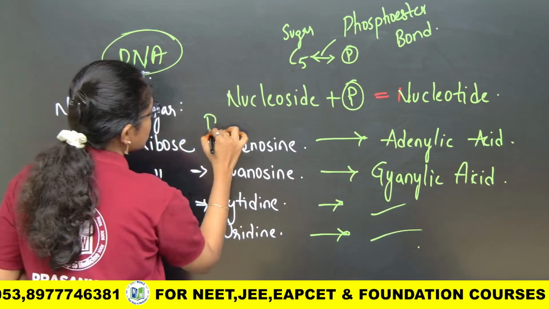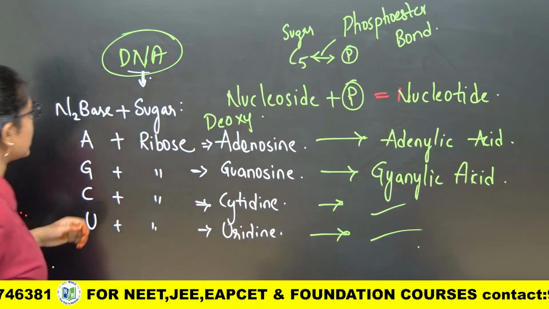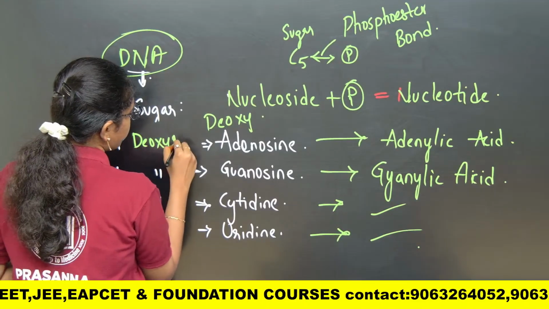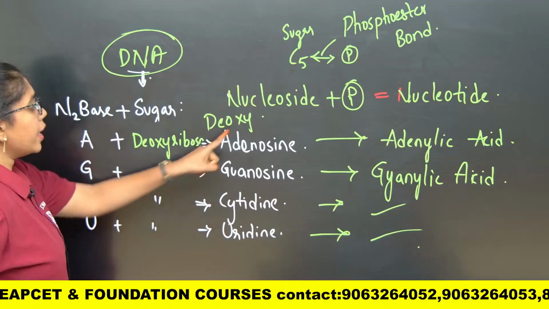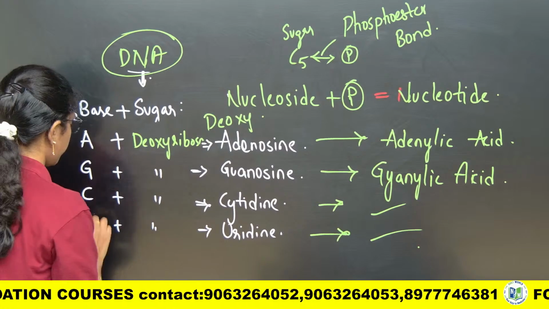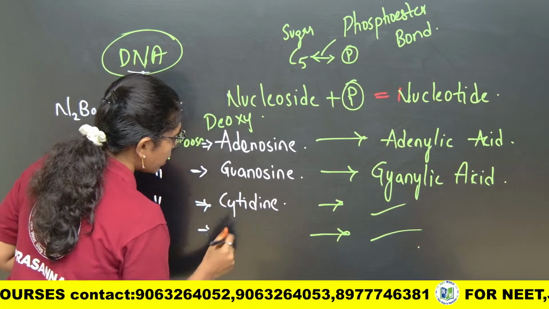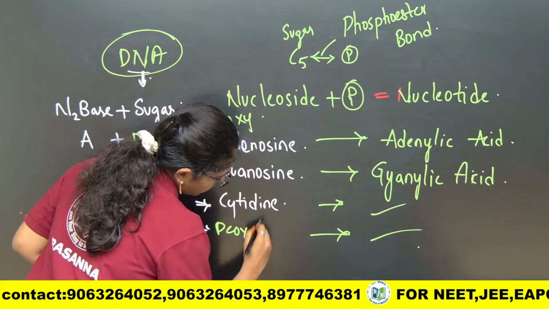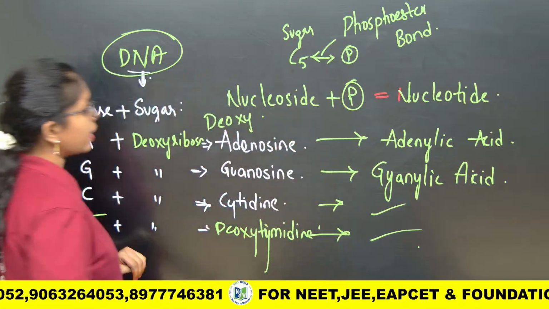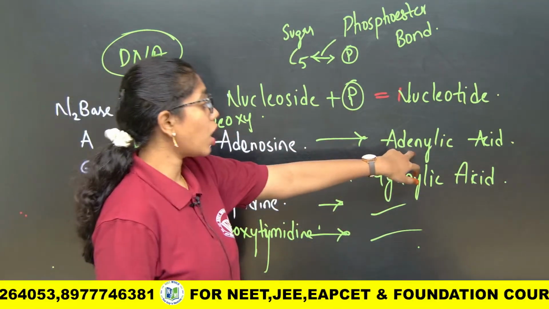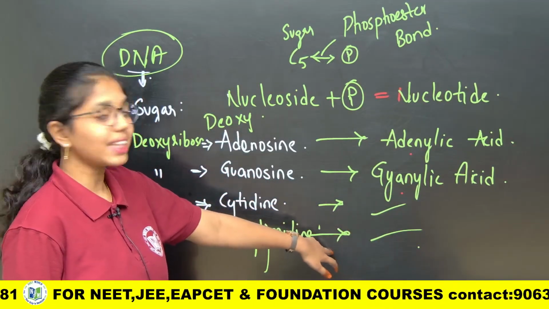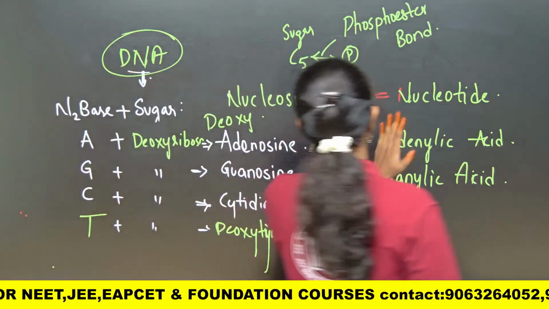Same case if it is in the DNA. You have to put just deoxy in front of adenosine. That's it. Here if the sugar is what? Deoxyribose sugar. Then it is what? Deoxyadenosine, deoxyguanosine, deoxycytidine, deoxythymine. Deoxy what? Thymine. Thymidine. Fine. So here it will be again what? Deoxyadenylic acid, deoxyguanylic acid, deoxycytidylic acid, deoxythymidylic acid. So this will be the nucleotides.